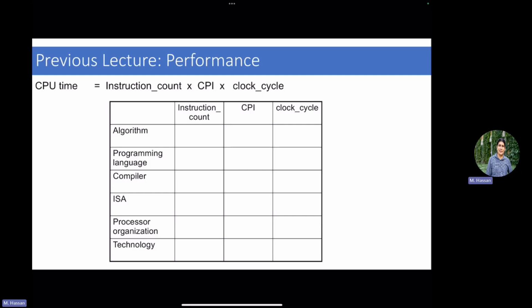So in our equation, we had three terms. We had the instruction count, we had the CPI, and we had the clock cycle, or the frequency, or the clock period, right? And we said, well, multiplying these three gives you the total execution time of a program in a certain machine, right?